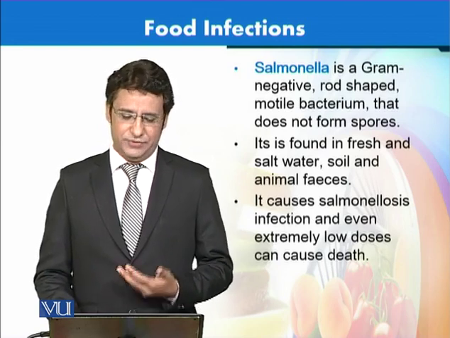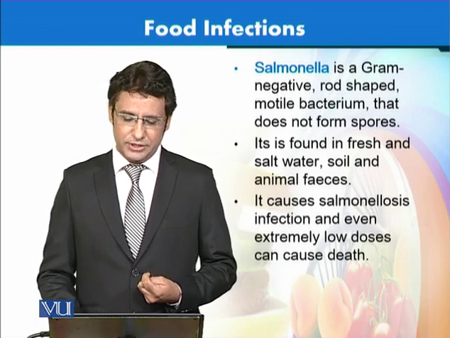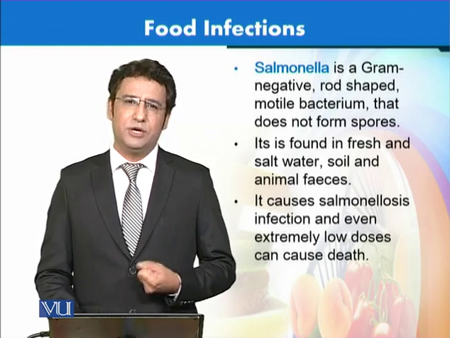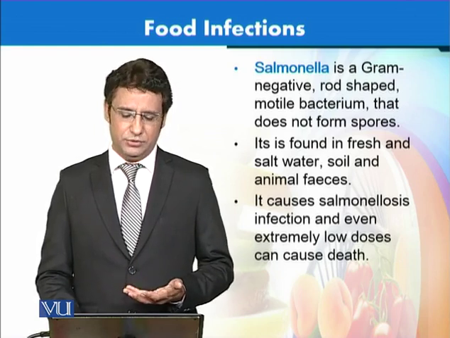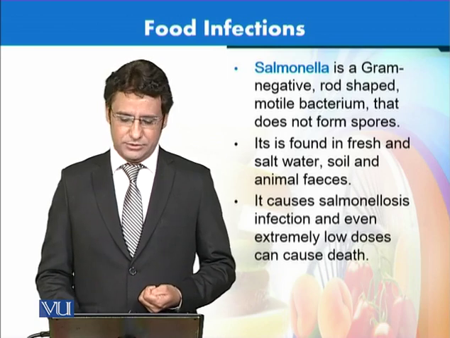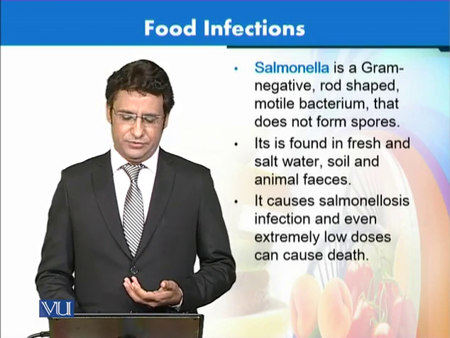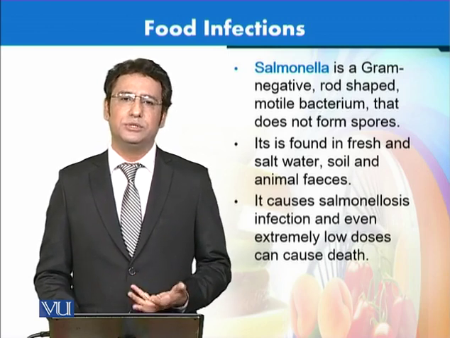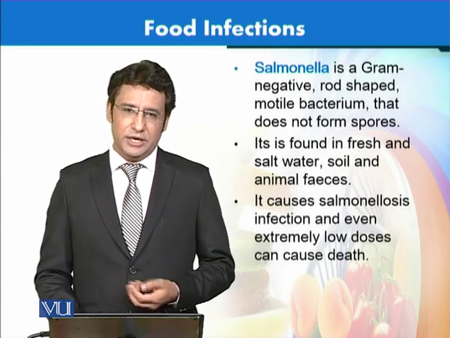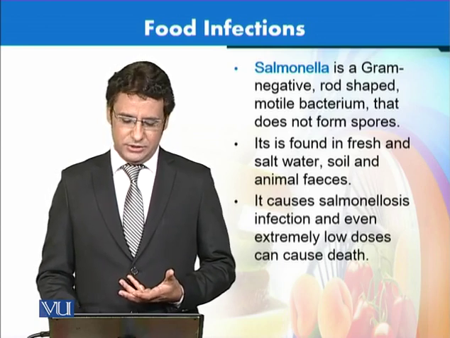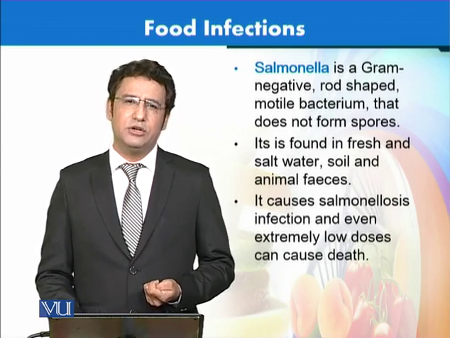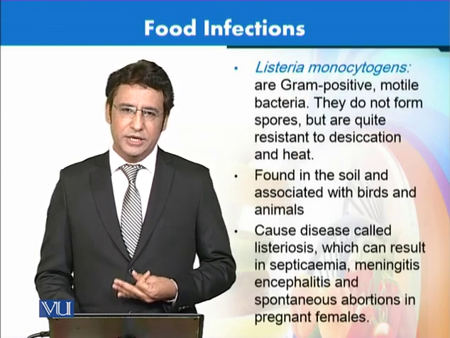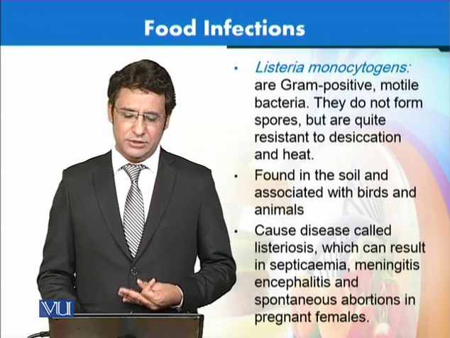Another important pathogen, as we earlier discussed, is Salmonella. It's a gram-negative, rod-shaped, motile bacterium. It does not form spores, so if we properly heat the food, we can get rid of this kind of pathogen. It is found mostly in fresh water and soil as well. Animal feces are also another source of this pathogen. The disease that it causes is called salmonellosis, and it can cause death even when it is consumed in very small amounts.